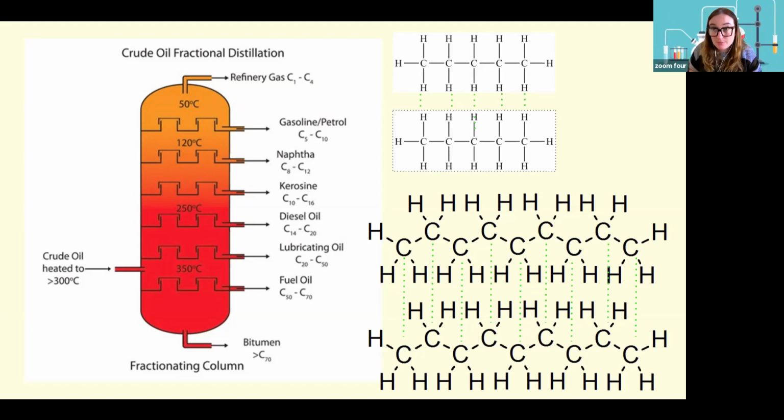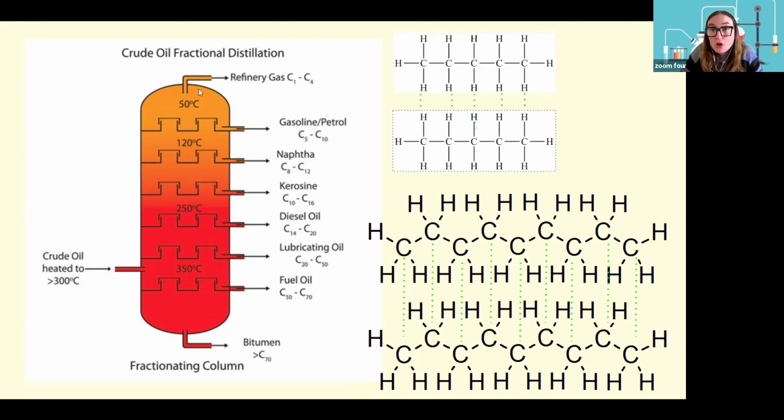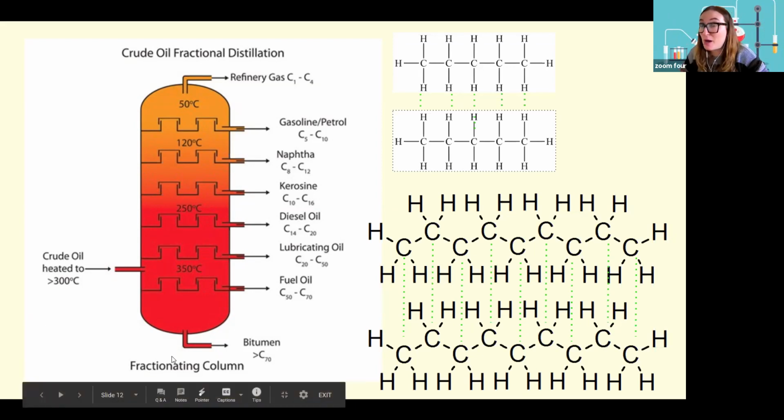So in summary, fractional distillation is used to separate different hydrocarbons in crude oil. You heat crude oil up to very high temperatures. You can see here, that's above 300 degrees. Most of the hydrocarbons or the compounds in crude oil will evaporate. Some will not because we haven't heated them up hot enough because they've got such a high boiling point, and those are removed from the bottom.